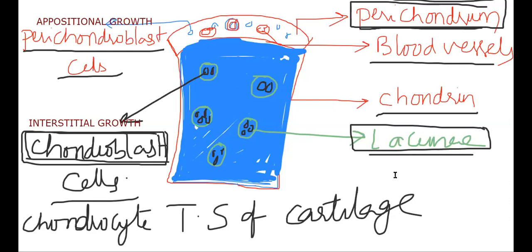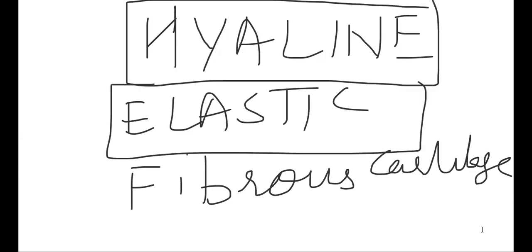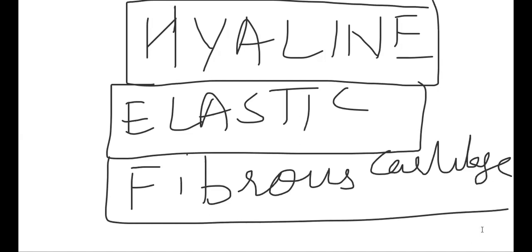We have 3 types of cartilages: hyaline cartilage, elastic cartilage, and fibrous cartilage. Calcified cartilage is another type that we don't have in human beings. That is in the frog, especially. So we are focusing mostly on humans, where we have only 3 types of cartilages in the syllabus: hyaline, elastic, and fibrous cartilage.